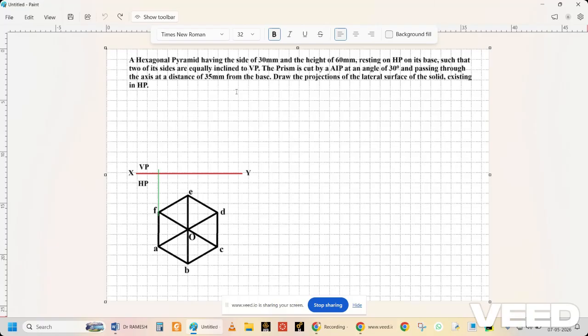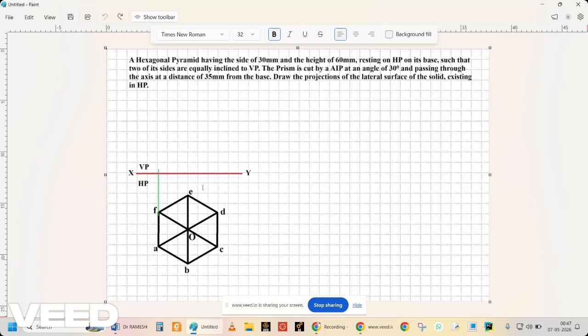Now, in this case, it is a pyramid having a hexagonal shape, and they are saying that the base side is 30 mm and the height of the pyramid is 60 mm, and it is resting on HP on its base, such that two of its sides are equally inclined. That means this E to F and E to D are equally inclined to VP. That is the condition.